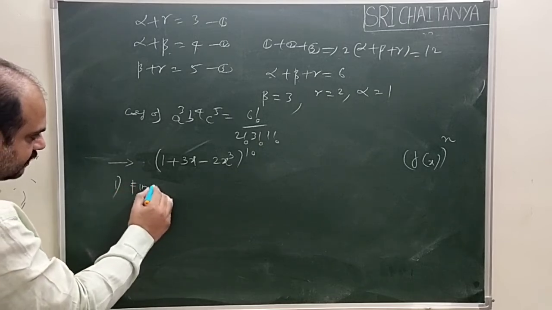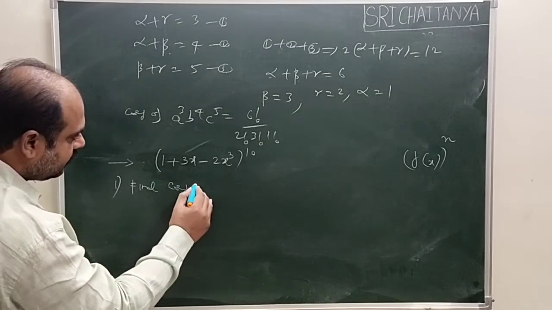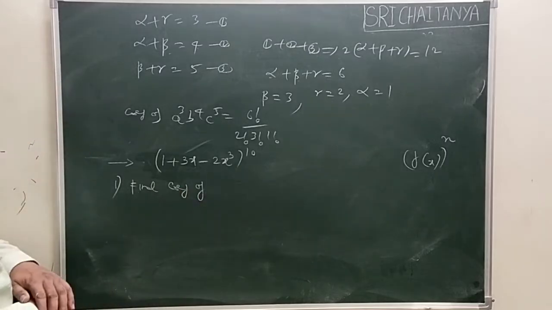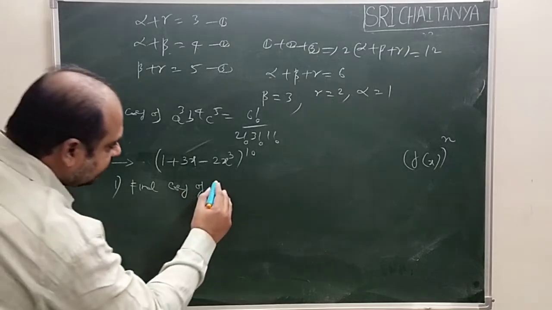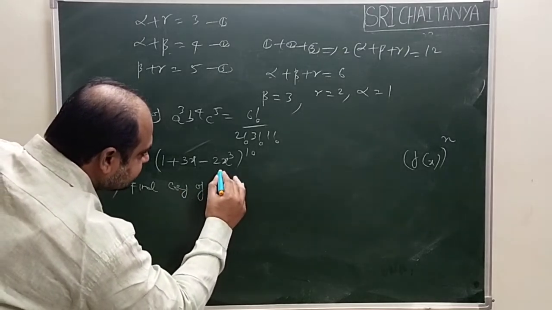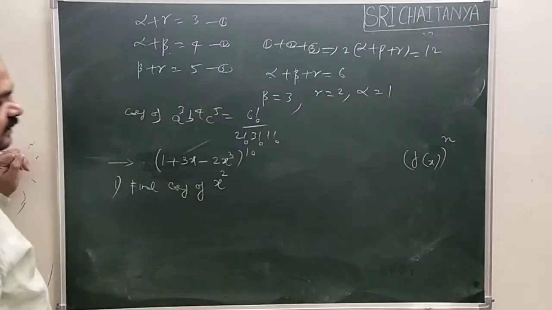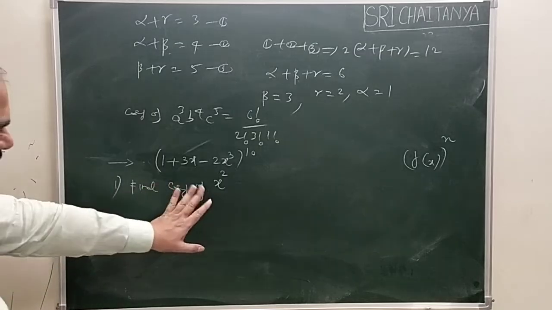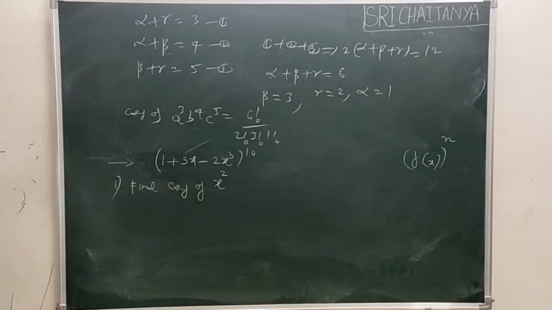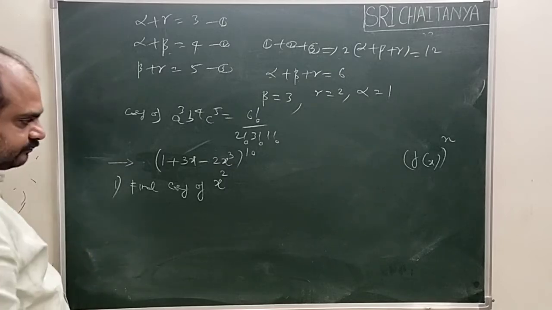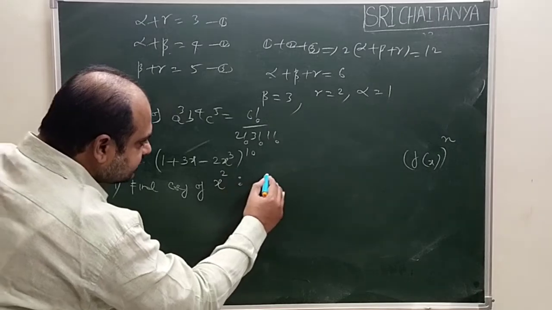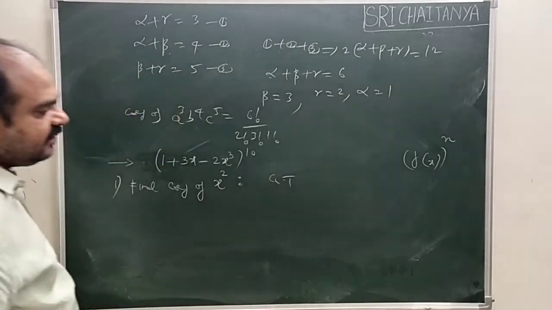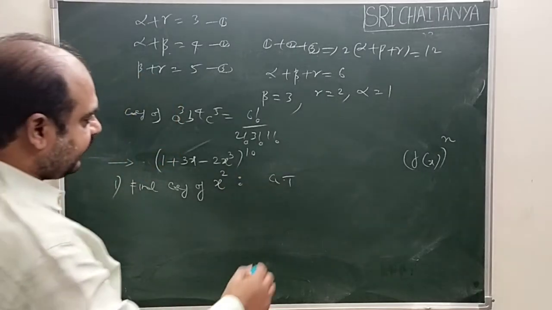Find the coefficient of x square in this. Suppose you have to find the coefficient of x square in this expansion. What you have to do is, first, similar to binomial expansion, write the general term.